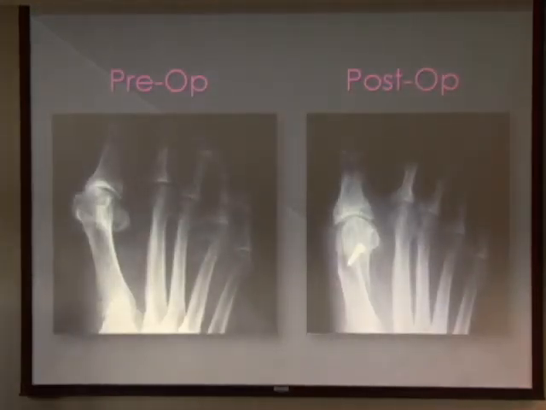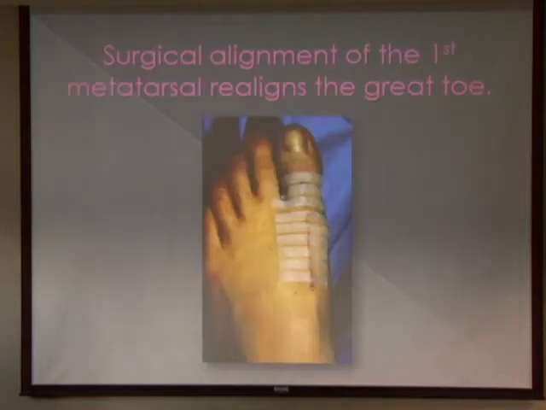On the left side, you see a pre-op x-ray of a bunion where the bump exists on the side, and on the right, you see a post-op where we've taken off that bump, we've realigned the toe, and then we fixated it with a screw in place. That screw stays in place. It does not necessarily have to come out, and it does render some structural stability to the bone in early post-op, I'm sorry. This is just an example of a post-op bunion as we realign the toe.